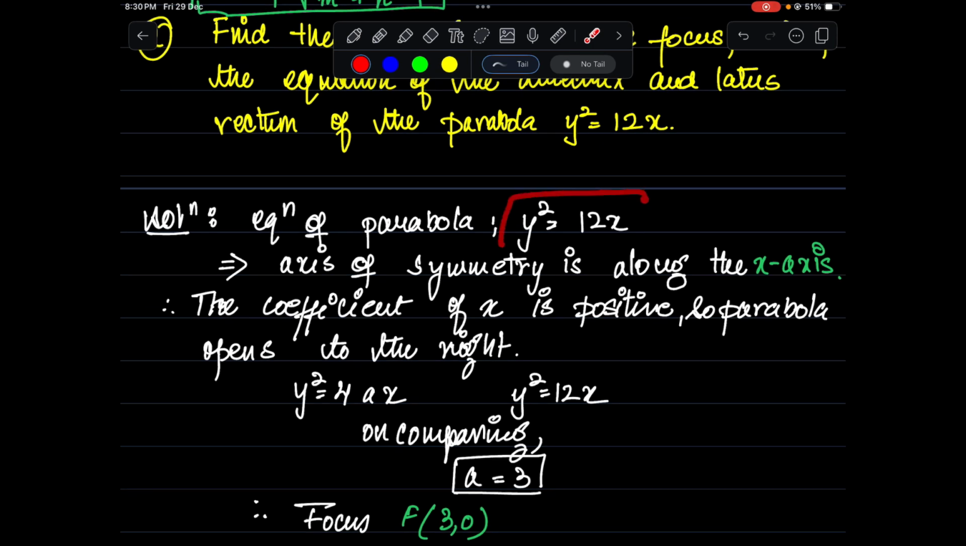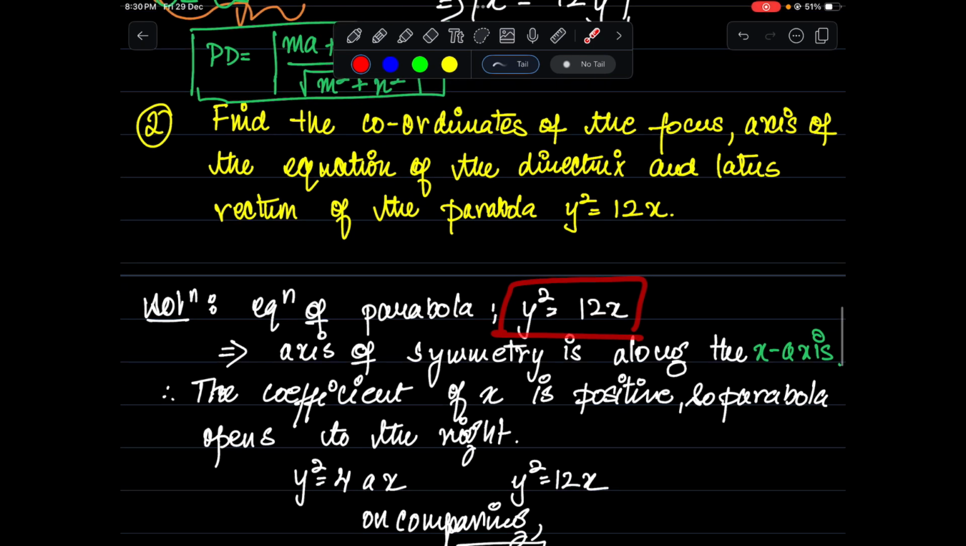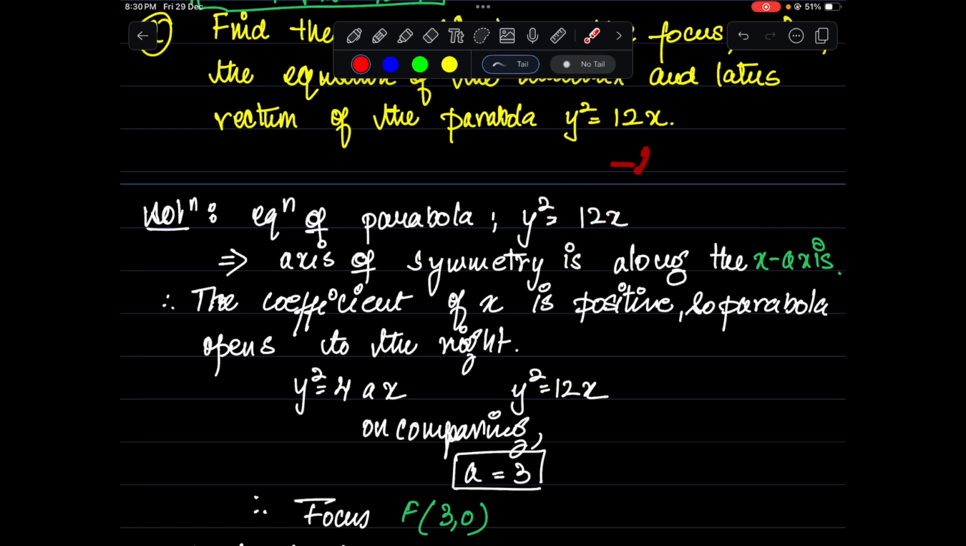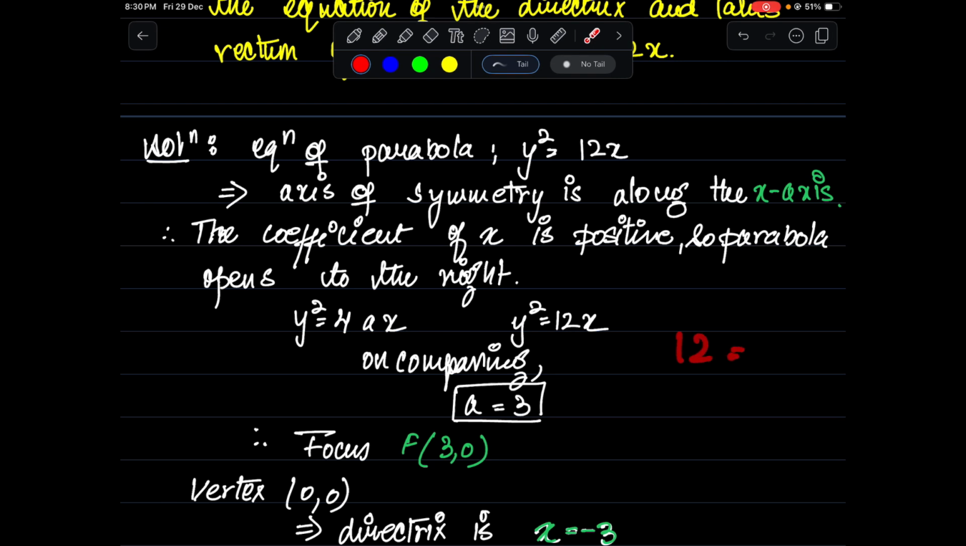Now as you can see, this is the equation, and since this is the equation, remember I told you the variable whose power is 1 is the axis of symmetry. So I understand that the axis of symmetry here is the x axis. That means the equation is like this. Why the equation is like this is because here a is positive, or else the equation would have to be minus 4ax. Since the coefficient of x is positive, it is opening on the right hand side. So when you compare this 12 with 4a, you will get a as 3.